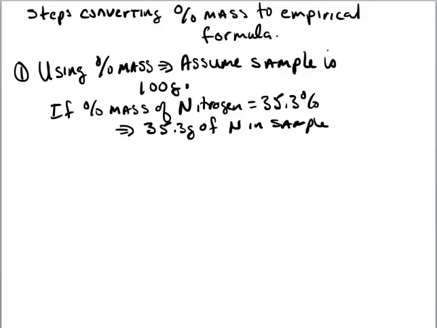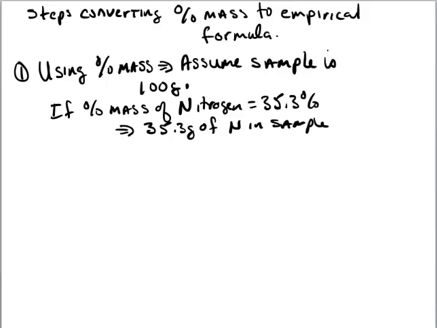One of the best uses of percent by mass is to convert that data into an empirical formula for the compound. This is typically what we get. So in my laboratory, I make some compound. I don't know what it is.